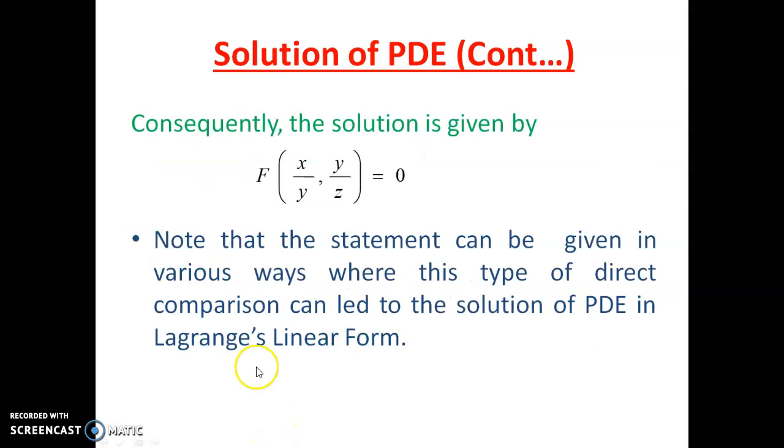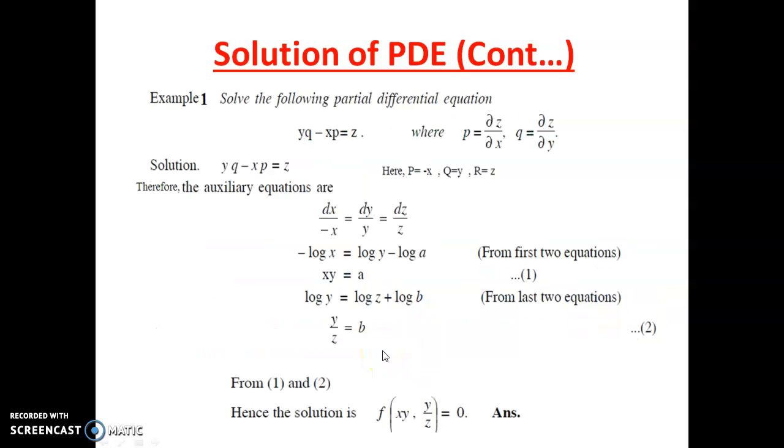So the solution is given by capital F of u and v equal to 0. In place of this, you could have written c1 c2 as mentioned earlier. Note that the statement can be given in various ways, where this type of direct comparison can lead to the solution of partial differential equation in Lagrange's linear form. Say this example, solve the following partial differential equation: yq + xp = z.